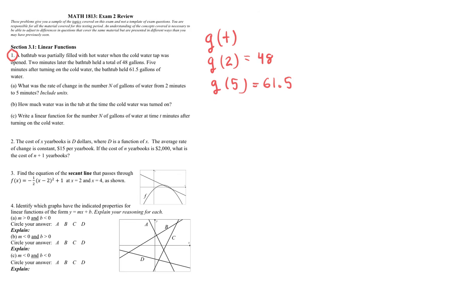So for part A, what was the rate of change in number of gallons from 2 minutes to 5 minutes? We're just going to use our rate of change formula. So y2 minus y1 divided by x2 minus x1, which then gets you 61.5 minus 48 divided by 5 minus 2, which you can put into your calculator, and you get that it's equal to 4.5 gallons per minute.